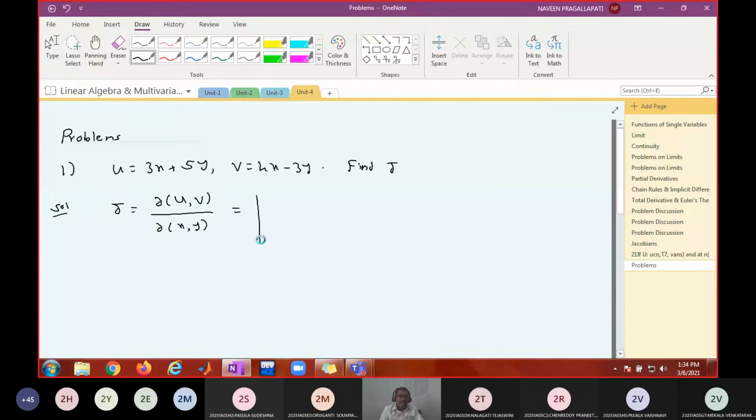Write down the formula: ux, uy, vx, vy. That means dou u by dou x, dou u by dou y, dou v by dou x, dou v by dou y. So what is dou u by dou x? Dou u by dou x is 3. Dou u by dou y is 5. Dou v by dou x is 4. Dou v by dou y is minus 3. So minus 9 minus 20. How much? Minus 29.